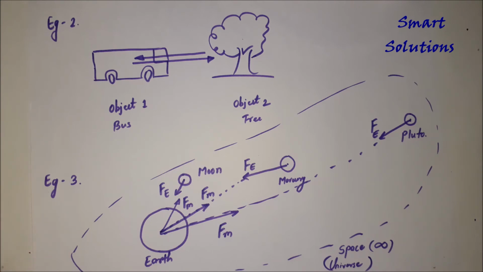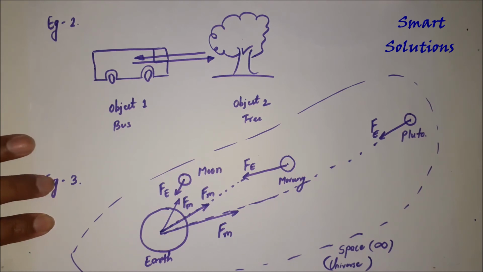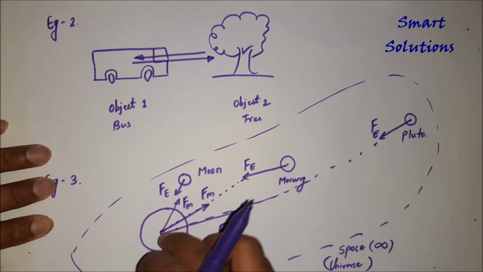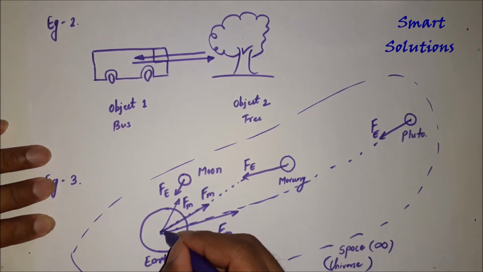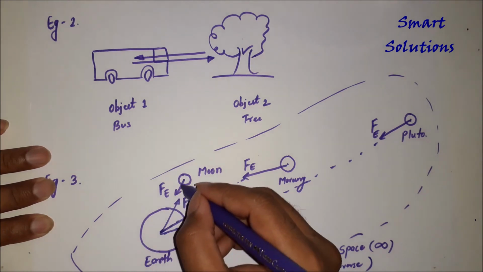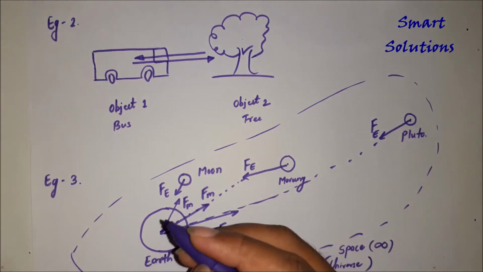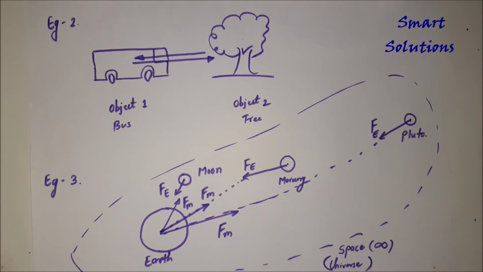So what we can say is that gravitational force is the force of attraction between any two objects, acting towards the center of the object, and it is a universal force. Also, one more thing: the gravitational force acts from a distance. What does it mean? The distance between Earth and Pluto is very large, and the distance between Earth and Moon is also very large, but due to its mass, Earth is trying to pull the Moon towards its center. This is from a far distance, so gravitational force is a force which acts from a far distance.